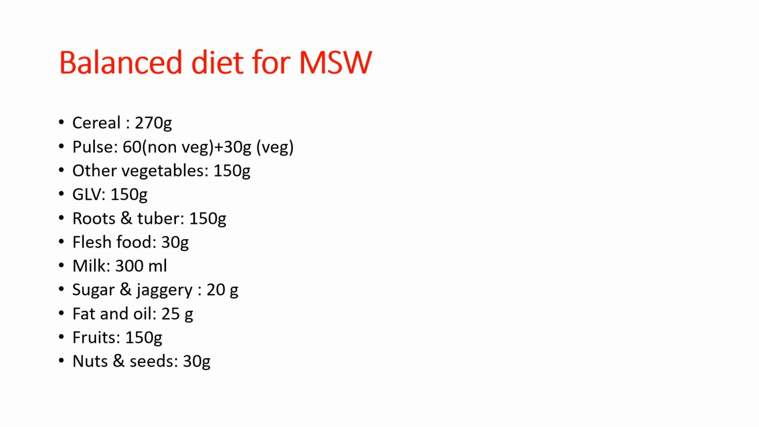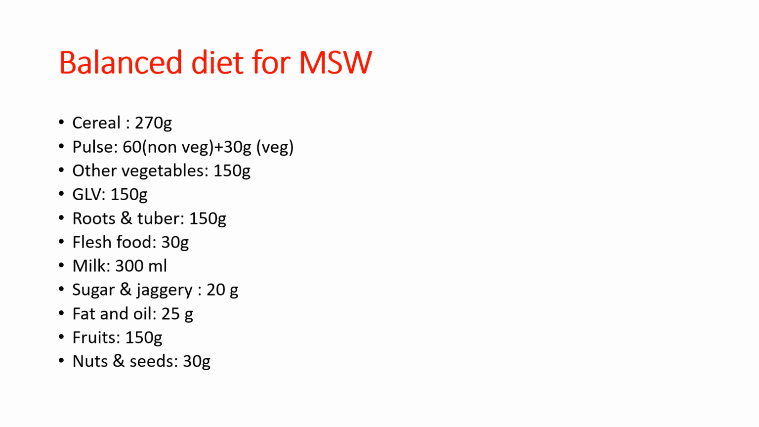So coming to the balanced diet for a male sedentary worker, or a medical student having a sedentary work pattern. Cereal should be 270 grams. Pulse, if the person in concern is non-vegetarian, should be 60 grams. If vegetarian, should take an additional 30 grams. Other vegetables 150 grams. Green leafy vegetables 150 grams. Roots and tubers 150 grams.